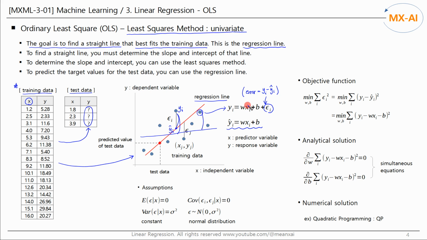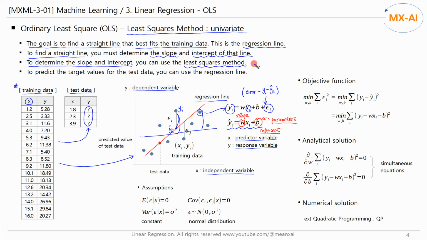Here X is the independent variable and Y is the dependent variable. Or they are also called predictor and response variable. And the W and B are the parameters of the model. W is the slope of the line and B is the intercept. To find the regression line, we need to determine the model parameters, the slope and the intercept. To determine the slope and intercept, we can use the least squares method.